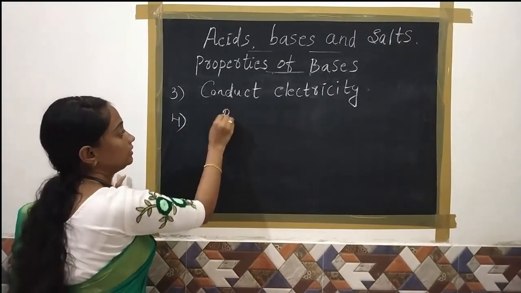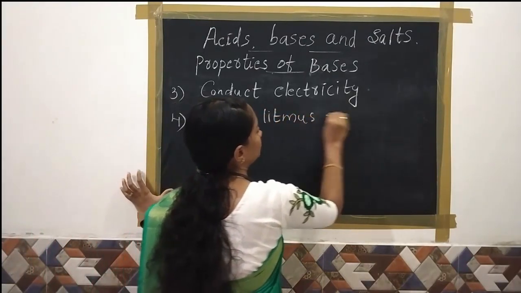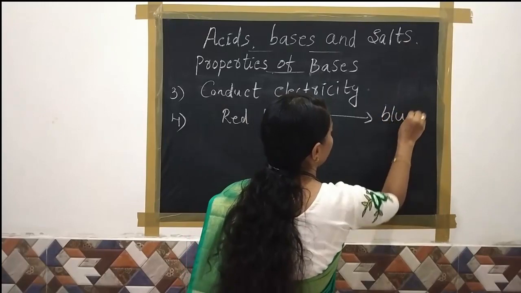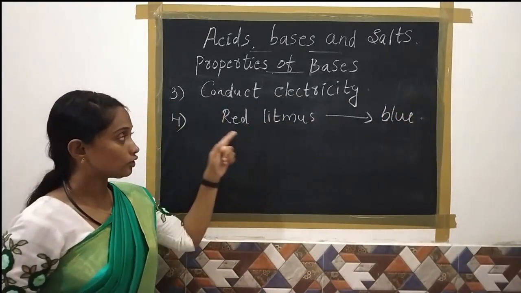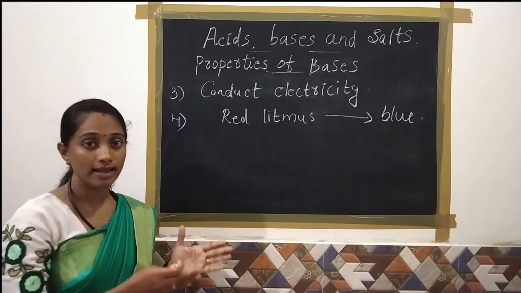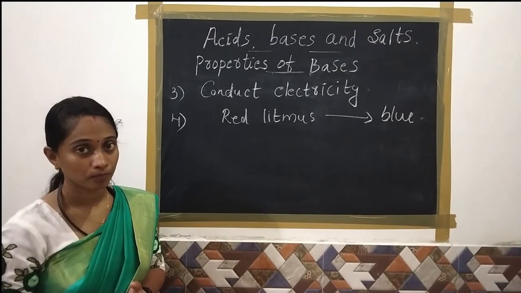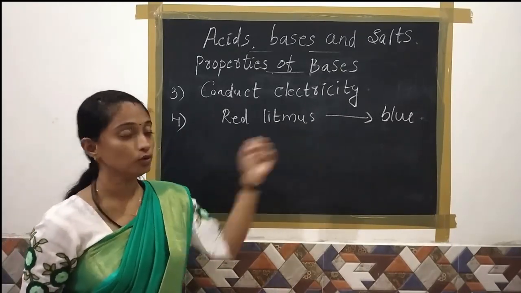And the fourth one: all bases turn red litmus paper to blue. You have already learned about litmus paper. It is a natural indicator, and it helps us to test whether a substance is an acid or a base. So, bases turn red litmus paper to blue.